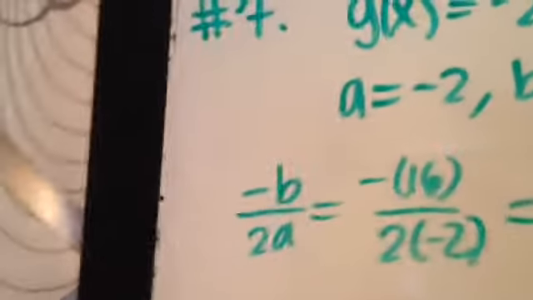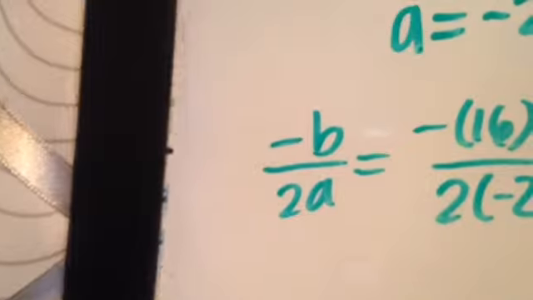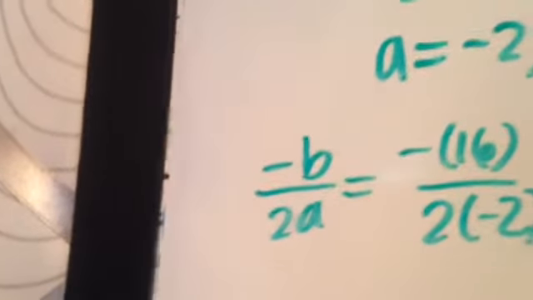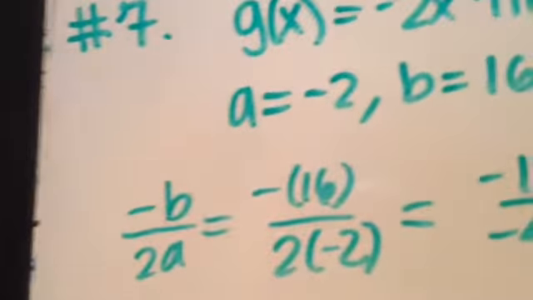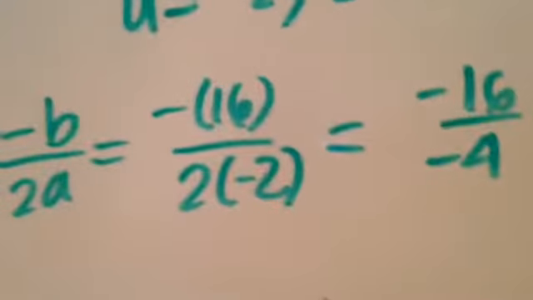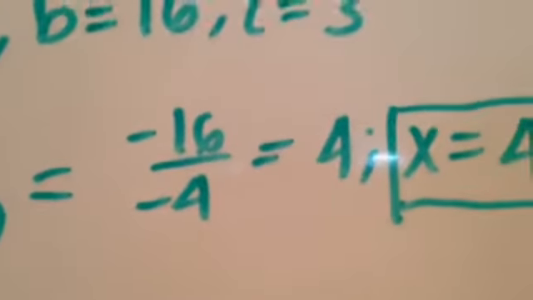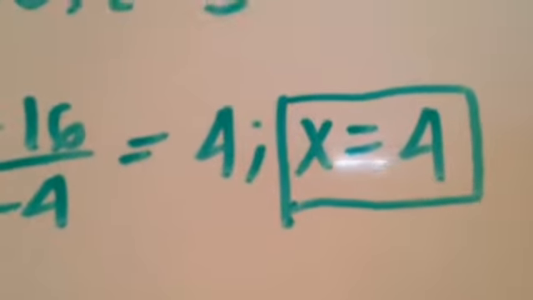To find your x, you have this equation, negative b over 2a, and then plug in the numbers for the letters that are there. Since it's negative b, you have the negative on the outside and the 16 in parentheses, because 16 wasn't originally a negative number. Then you have 2 multiplied by negative 2, and so you get negative 16 over negative 4. So your answer is 4, which is your x, so x equals 4.